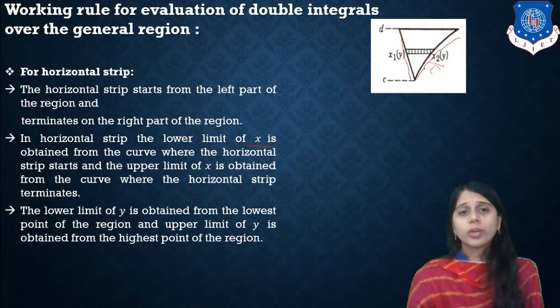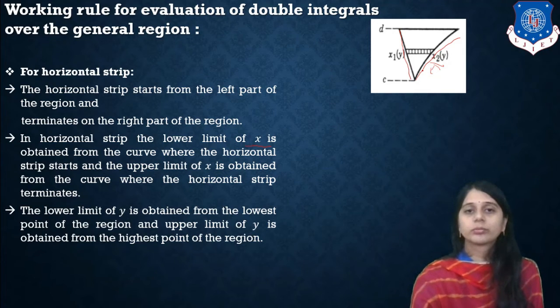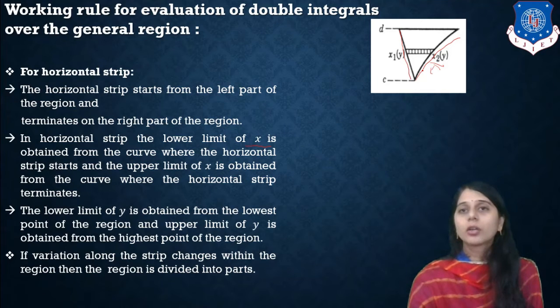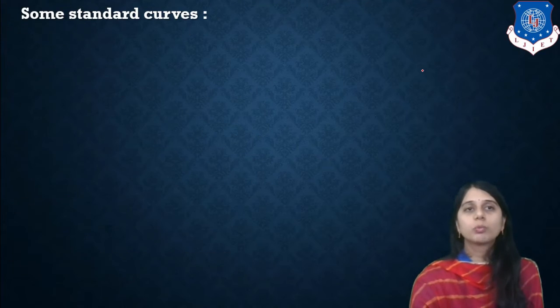The lower limit of y is obtained from the lowest part of the region, and the upper limit of y from the highest point of the region. If the variation along the strip changes within the region, then the region is divided into two parts.